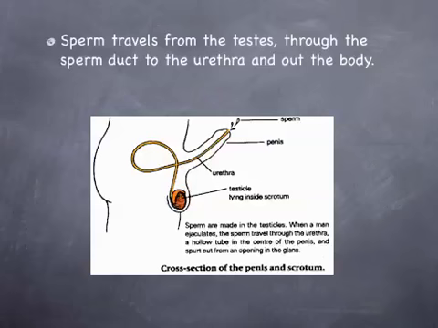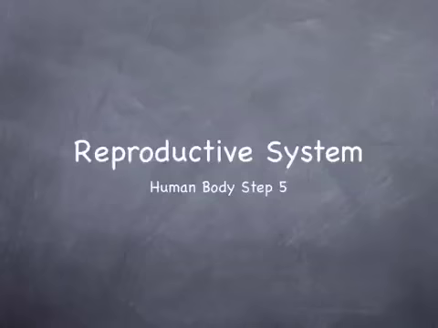In the male reproductive system, the sperm travels from the testes through the sperm duct to the urethra of the penis and out the body. Those are the purpose, parts, and functions of the male and female reproductive system, which is also step 5 of the human body.